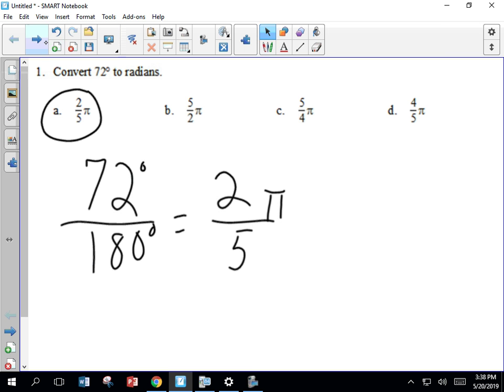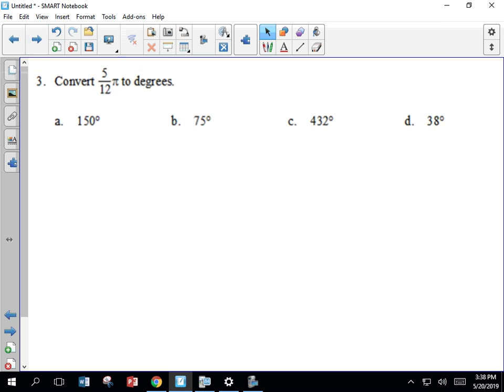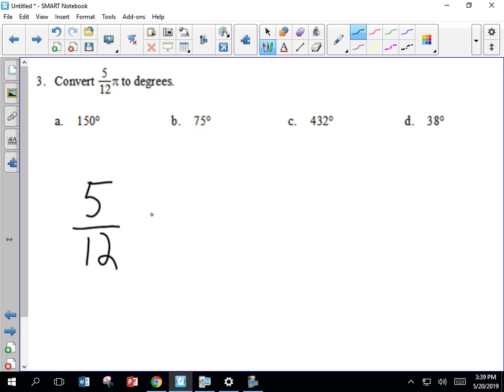All right. Number 3, now going from radians to degrees. So when we went from degrees to radians, we divided it by 180. So now we are going to multiply by 180. Notice I dropped the pi because we're going to degrees.